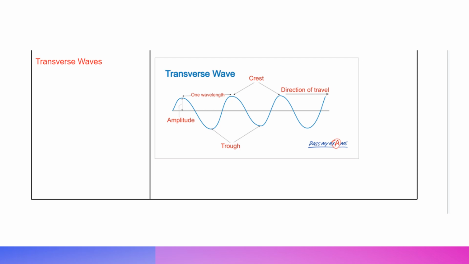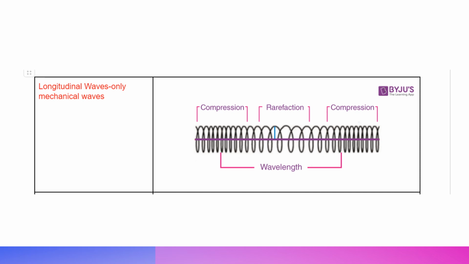I do want you to draw and label this diagram of transverse waves. You do need to know all of this. So I'm going to pause the video while you do that. Make sure your drawing is neat and you have labeled the components. And we're going to need to draw the longitudinal wave. There is no such thing as a longitudinal electromagnetic wave. Longitudinal waves can only be mechanical. I want you to draw and label this diagram to the best of your ability. Go ahead and pause the video until you are done.